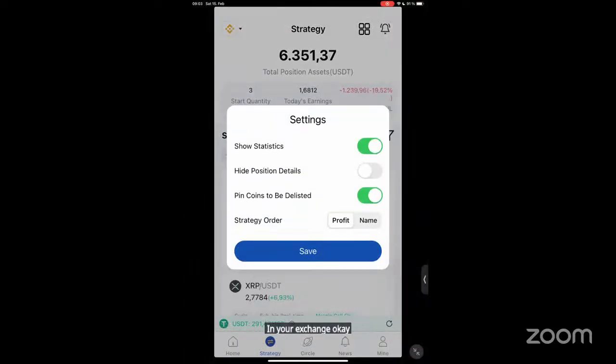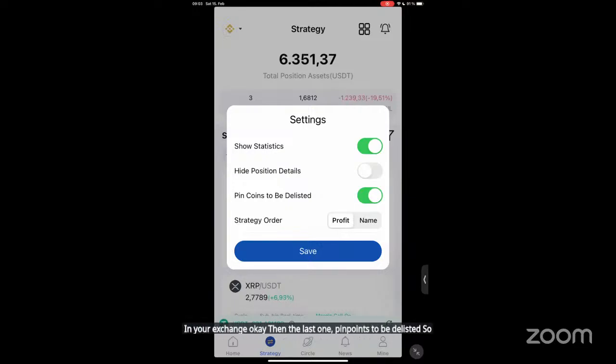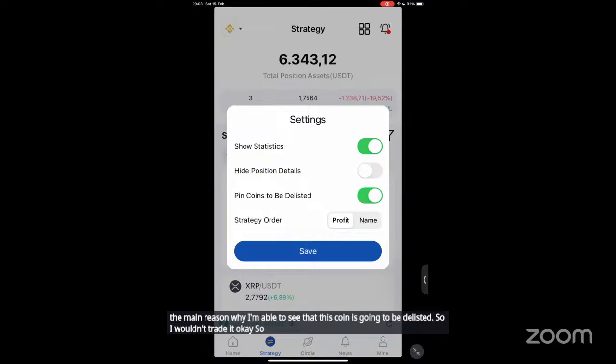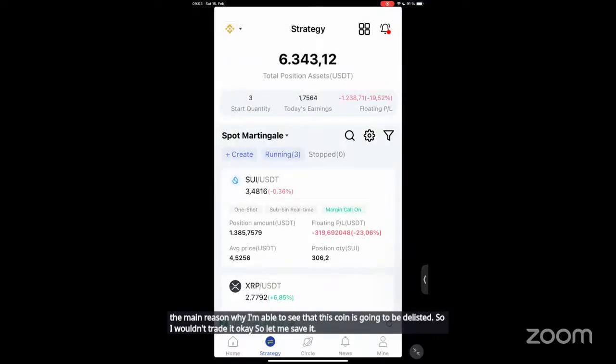Then the last one, pin coins to be delisted. This is the main reason why I'm able to see that this coin is going to be delisted, so I wouldn't trade it. Okay. So let me save it. Then that is all.